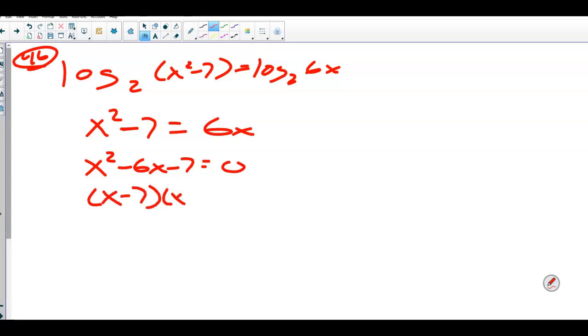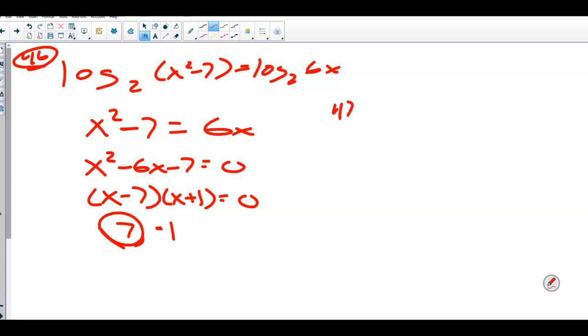x minus 7, x plus 1. So I have two answers here. I have 7 and I have -1. The -1 results in negatives in your log, so that's no good. You can only have positive numbers next to the log. The exponent can be negative, but the log has to be positive itself.